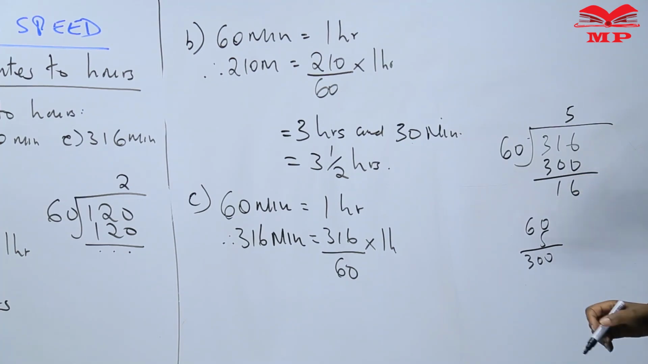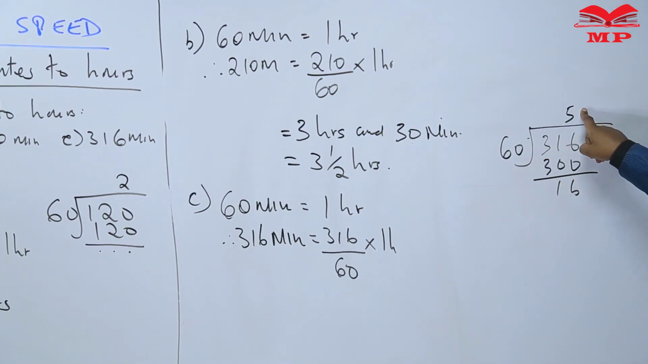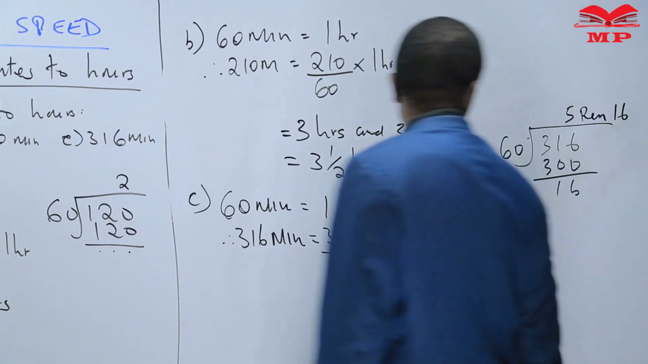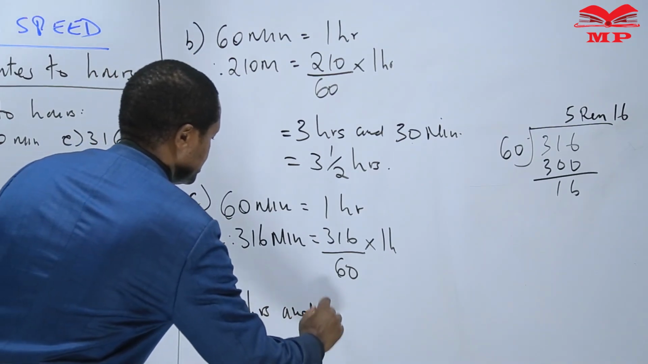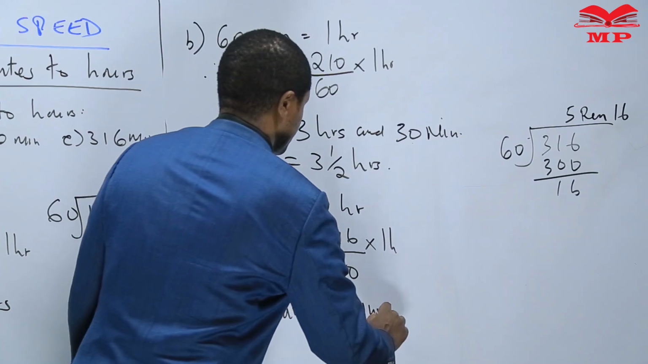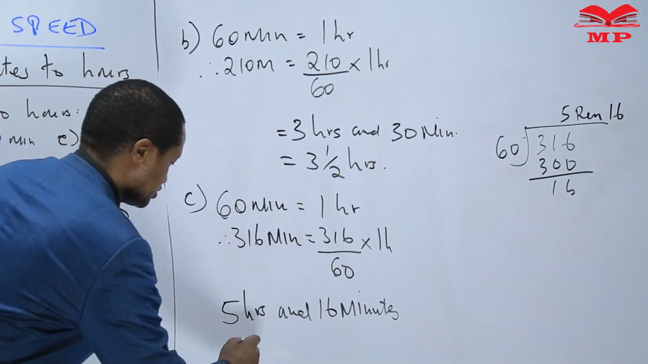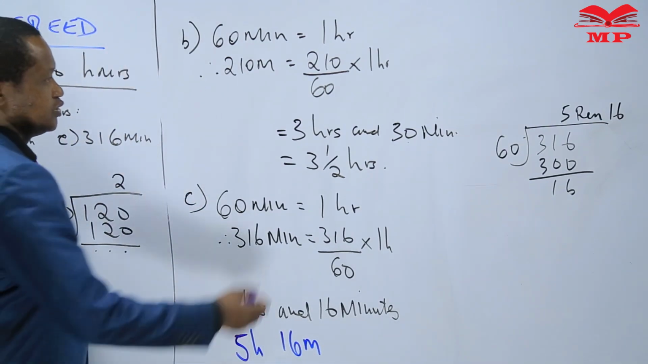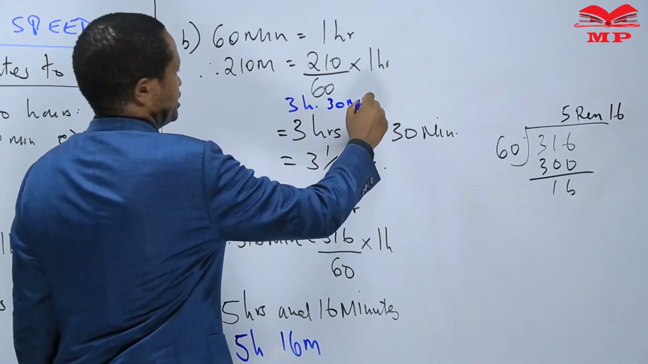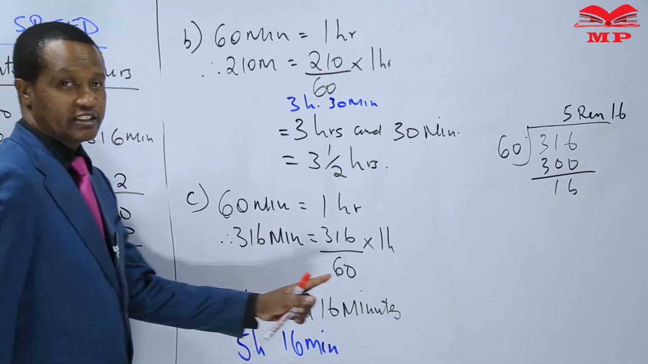There is a remainder of 16. So these are the minutes. We have divided, and we have 5 hours, remainder 16. So these 16 are the minutes. So the answer is 5 hours and 16 minutes. You can also write this as 5 hours 16 minutes. This one you can write as 3 hours 30 minutes, or you can write 5 hours and 16 minutes.